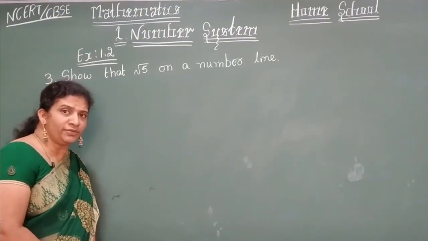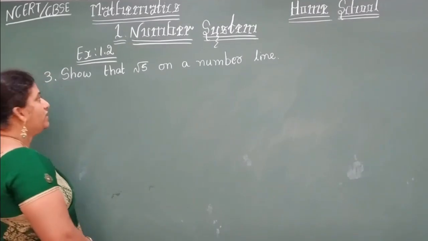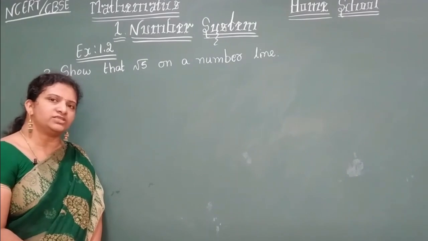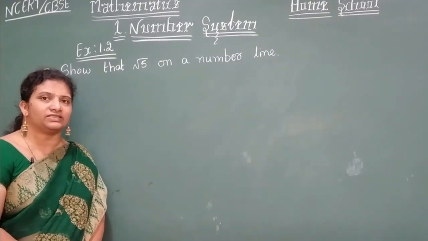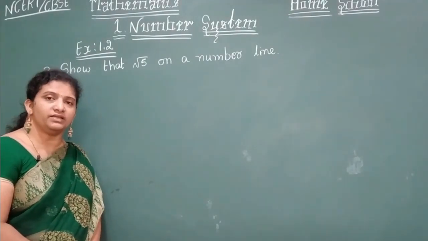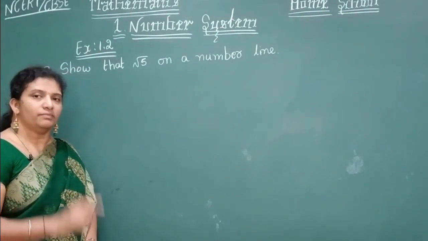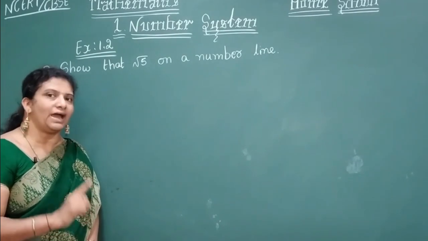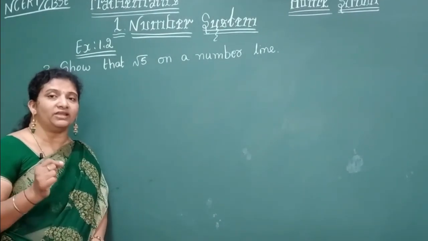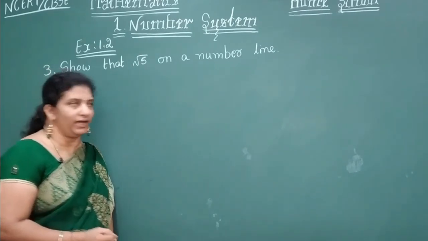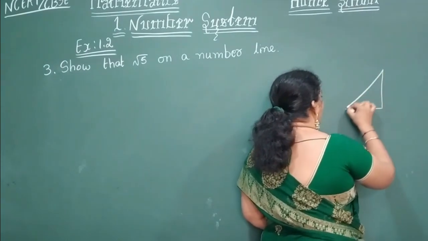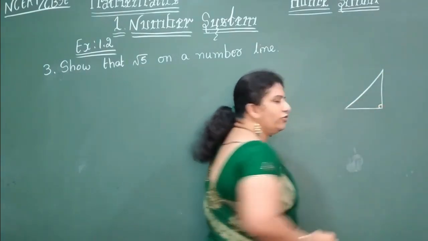Look here, children, third problem. What's your third problem? Show root 5 on a number line. What is root 5, children? Root 5 is an irrational number, right? So how do you represent this root 5 on a number line? Before starting this problem, I want to explain to you about a right triangle and the Pythagoras formula, and how to apply it. So let me show you here, children. Let's take a right angled triangle. You know this, no, children?